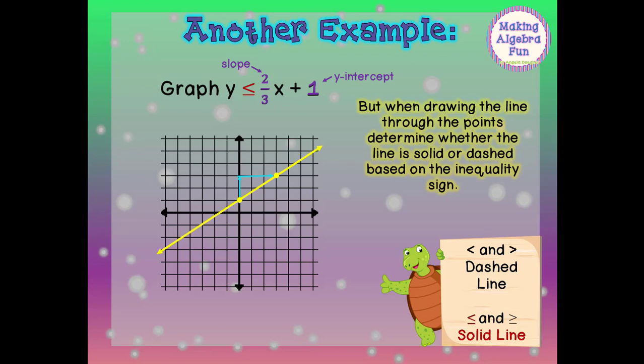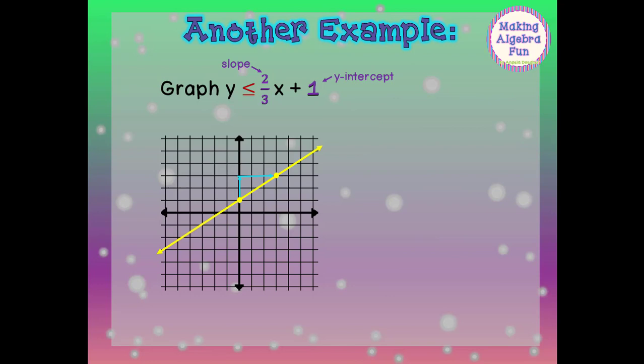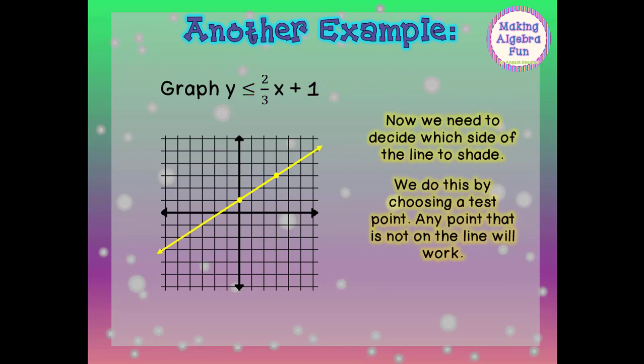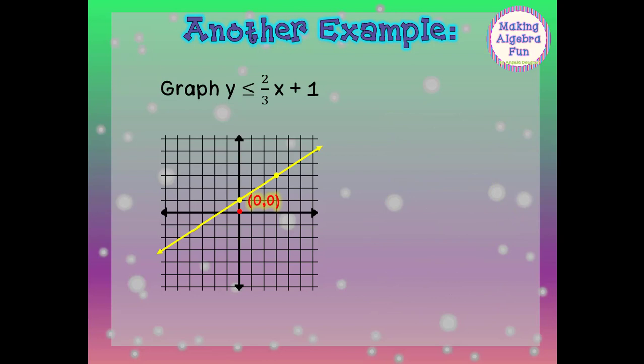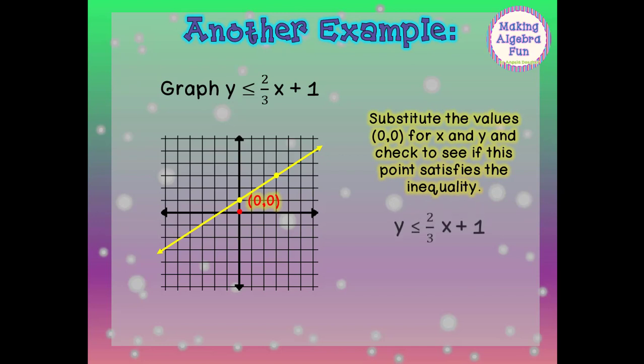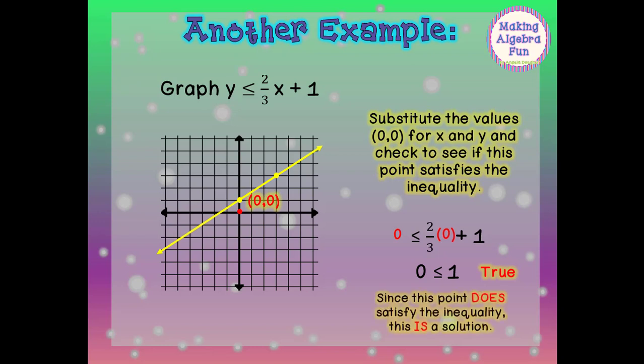And then the second thing we have to do is determine which side we're going to shade. And again, I'm going to pick 0, 0 just because it's a point that's not on the line. And so it makes my math easy because I get to plug in 0 for x and 0 for y. And you'll see 2/3 times 0 is 0. 0 plus 1 is 1. So the statement I ended up with this time is 0 is less than or equal to 1, and that is true. And that means the point that I just tested is a solution. So the side with that 0, 0 is the side that I will shade. Okay, so this time I'm going to shade this entire side.